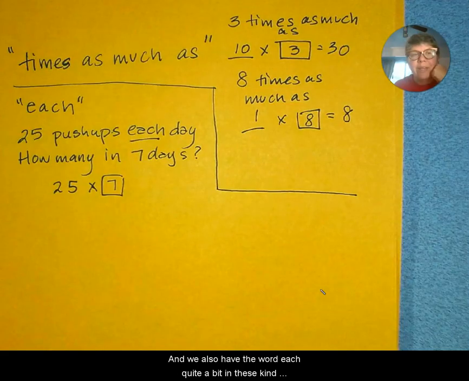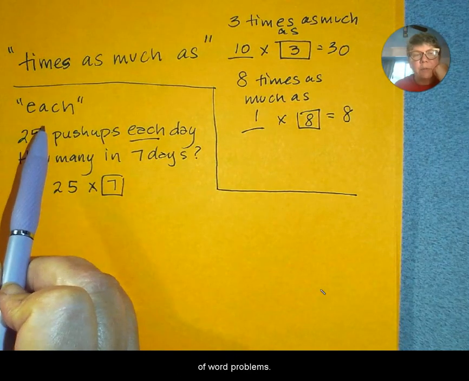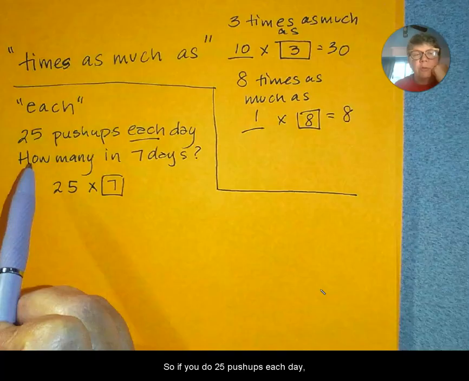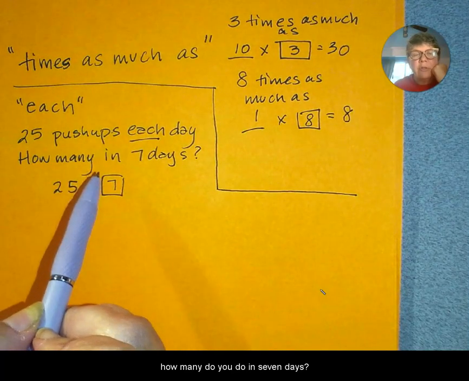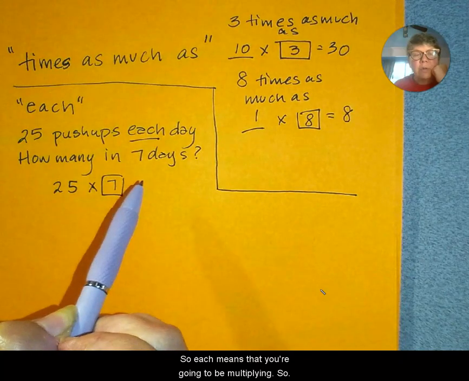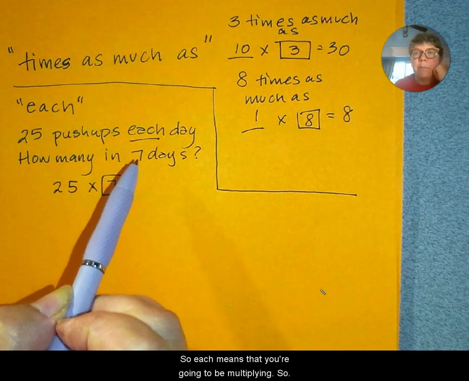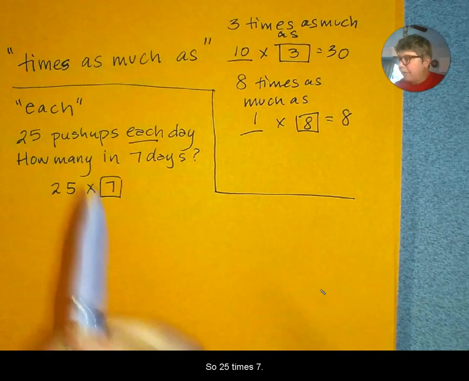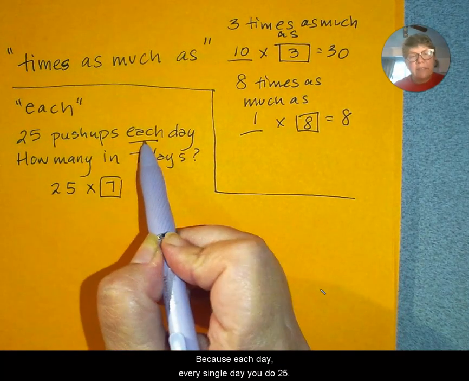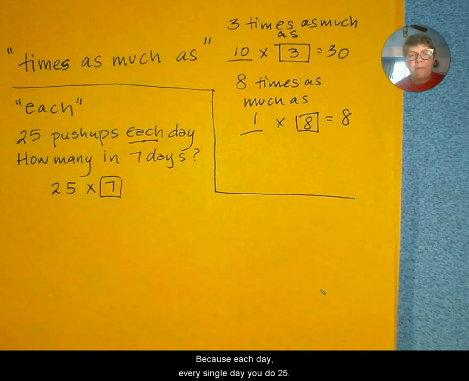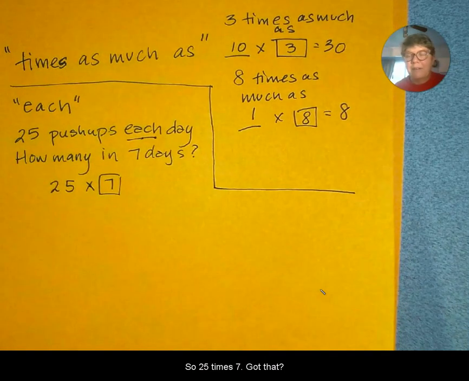We also have the word "each" quite a bit in these kinds of word problems. So if you do 25 push-ups each day, how many do you do in 7 days? Each means that you're going to be multiplying. So 25 times 7, because each day, every single day, you do 25. So 25 times 7. Got that?